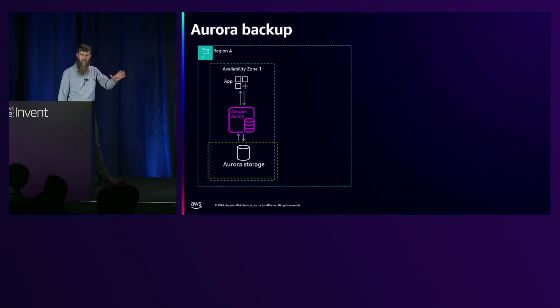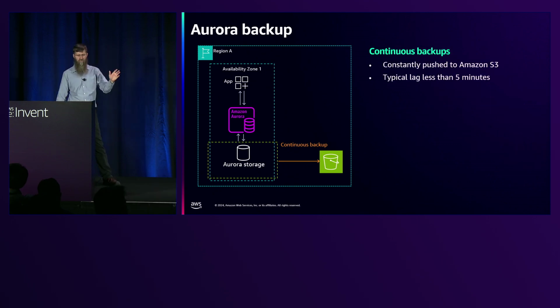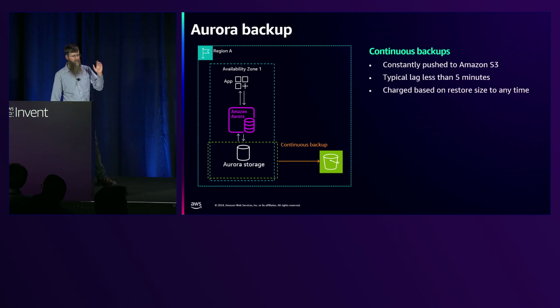So Aurora provides built-in continuous backup. We're writing from that storage thing at the bottom there to S3 all the time by the storage continuously. It's not done by the DB instance, so that you don't have to factor it into your performance calculations. There's no scheduled maintenance time. It's happening all the time, and it's typically up to date within a few minutes of an active database rolling along, okay? So the backups are incremental, and they're charged based on the amount of space that you'll need to restore them at any point in time.